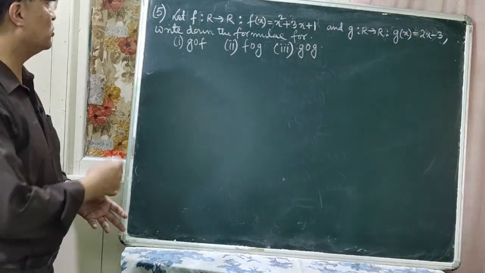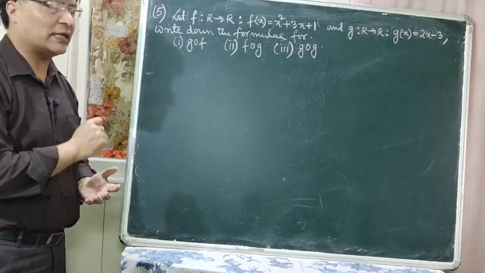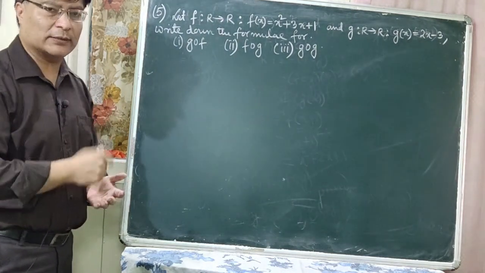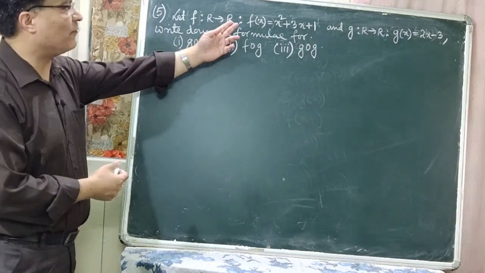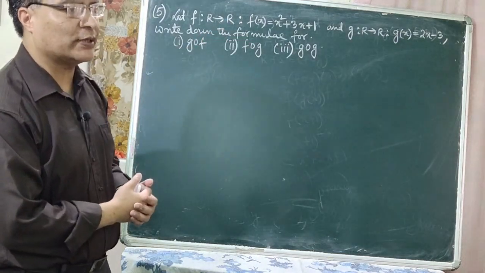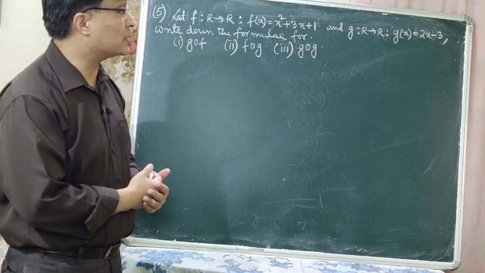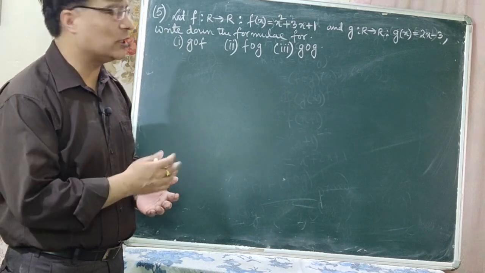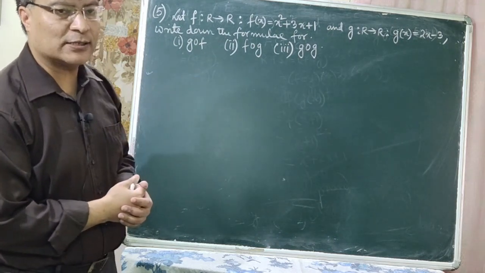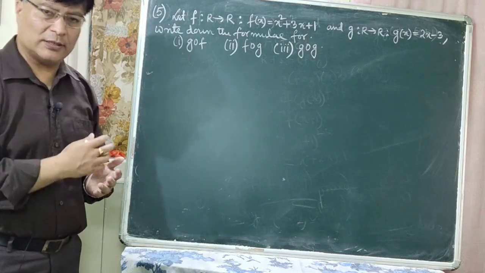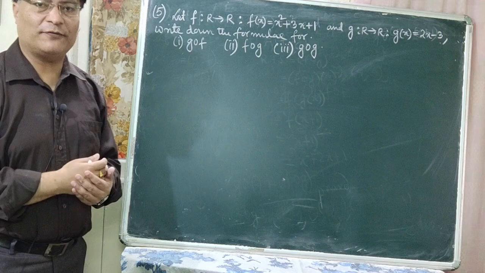So now let's do this question number 5. The question is, let the function f: R to R, that means real to real number, be defined as f of x is equal to x square plus 3x plus 1, and there is a function g: R to R, that is also real to real number, defined as g of x is equal to 2x minus 3. So it is given. These two functions are given. One is f of x and the other one is g of x.